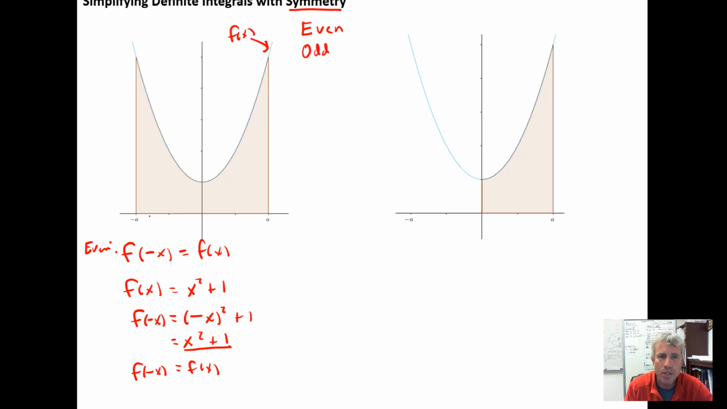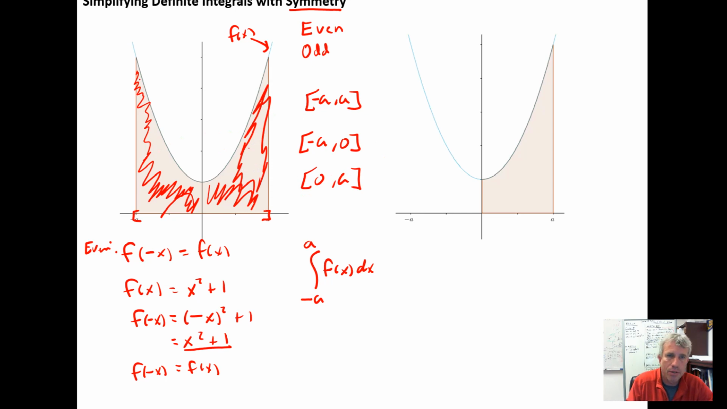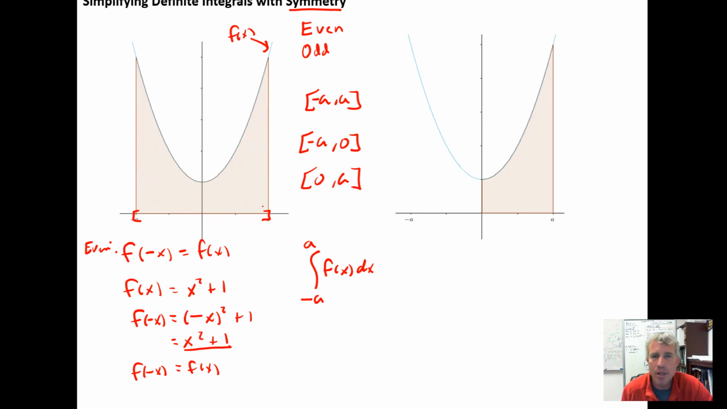And if you have even symmetry, if you're integrating over a closed interval from the opposite of a to a, of a function f of x that has even symmetry, what you want to notice is that the area under the curve between negative a and 0 is the same as the area between 0 and a under the curve. It's just reflected. So this area is just reflected on top of this area. Functions with even symmetry are symmetric about the y-axis, so this area under the curve can be reflected onto this area under the curve.